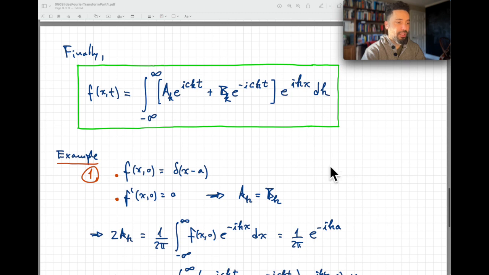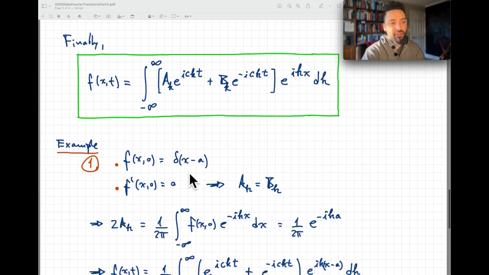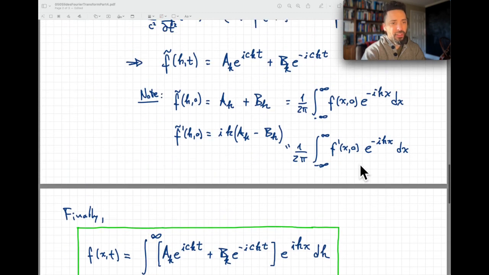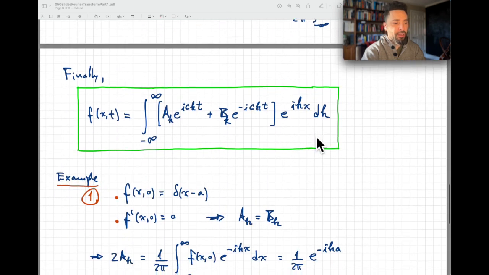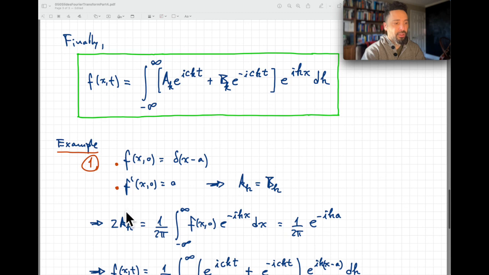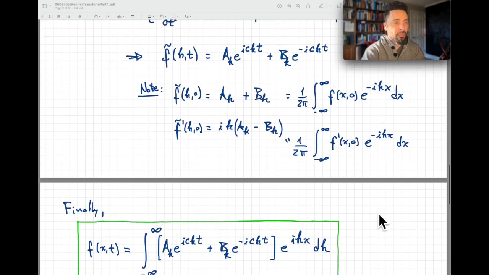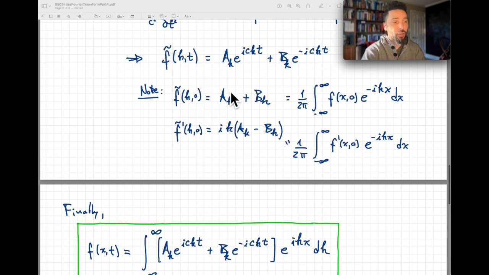Suppose that we're given a profile, and again, this is an example like we saw in the diffusion video, where the initial profile is just a delta of x minus a. So given delta of x minus a, you put it in here, you do the Fourier transform trivially, and you obtain right away the form of f tilde of k, 0, but you don't have yet ak and bk because we need to put an initial condition for f tilde prime.